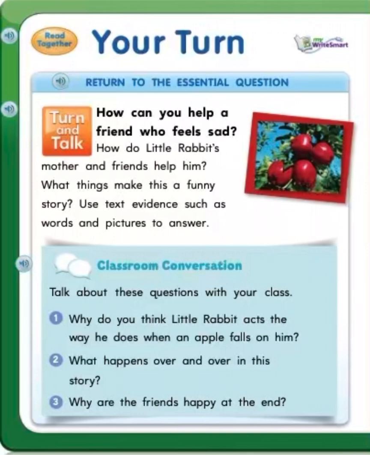Classroom conversation. Talk about these questions with your class. 1. Why do you think Little Rabbit acts the way he does when an apple falls on him? 2. What happens over and over in this story? 3. Why are the friends happy at the end?